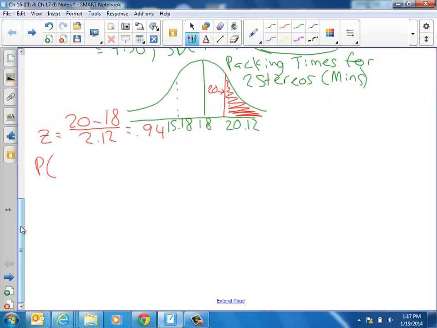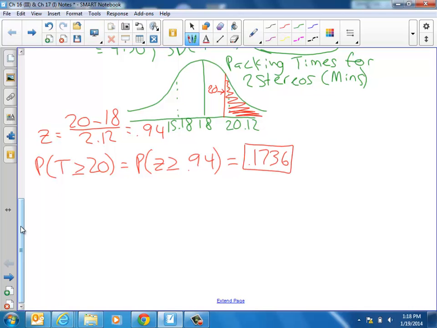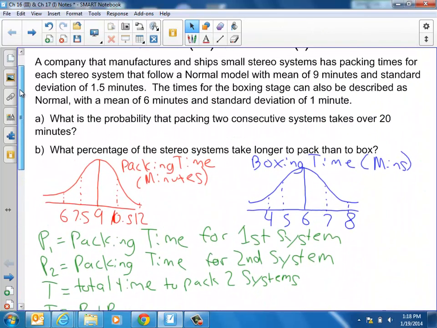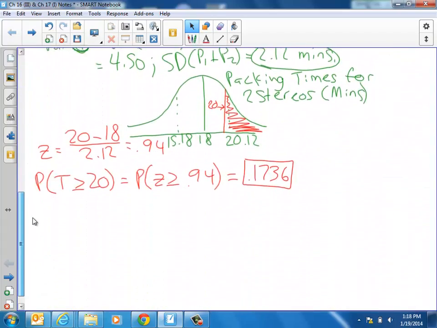The probability that the total packing time for two systems is 20 minutes or greater, and we can put greater than or equal to there if we want, is equal to the probability that we are 0.94 standard deviations from the mean or greater. Plug this into normal CDF on your calculator, and you will find that percentage is 17.36, or 0.1736, the probability that the packing time for two stereo systems would take 20 minutes or over. And there you go. We have answered A.